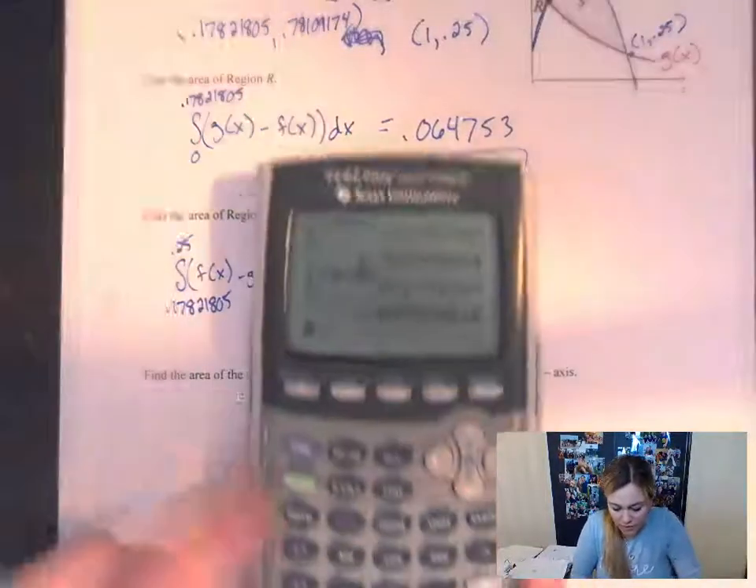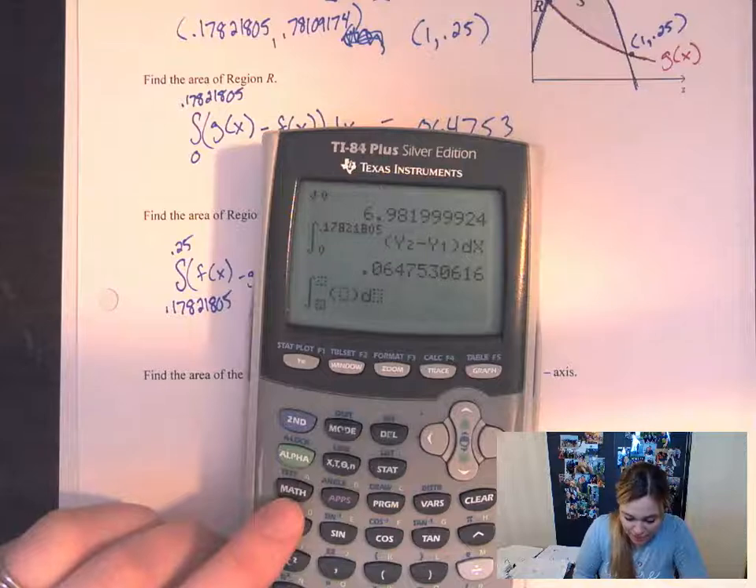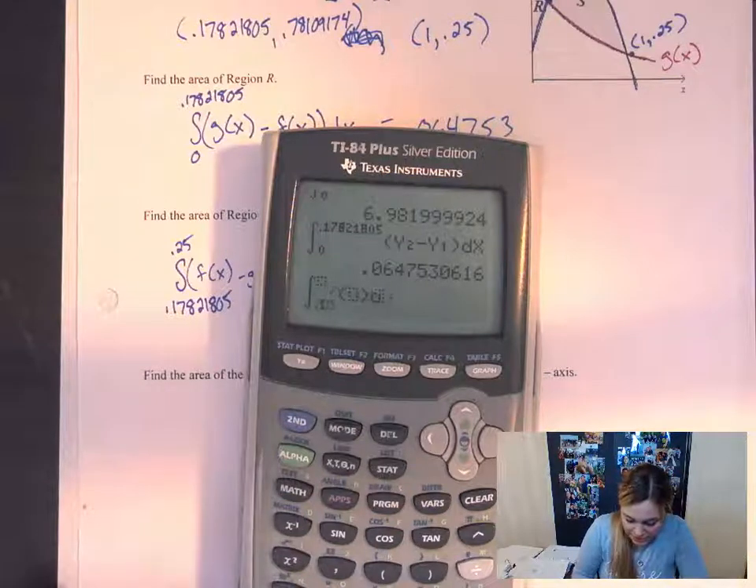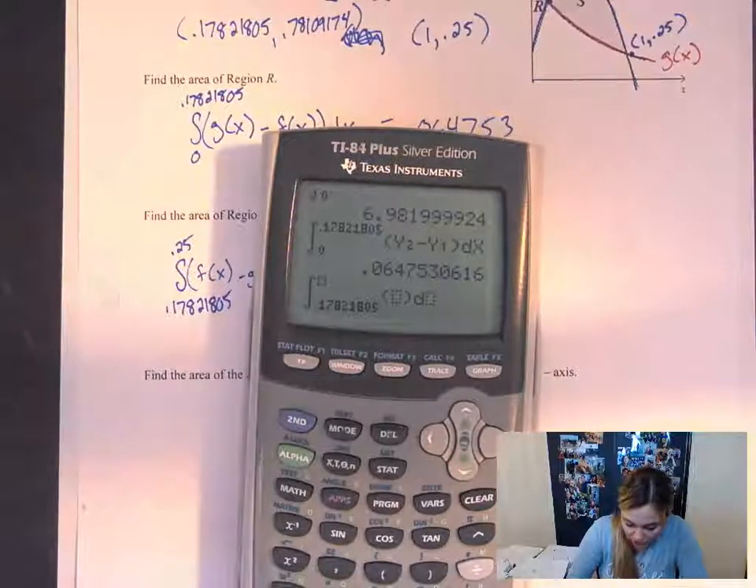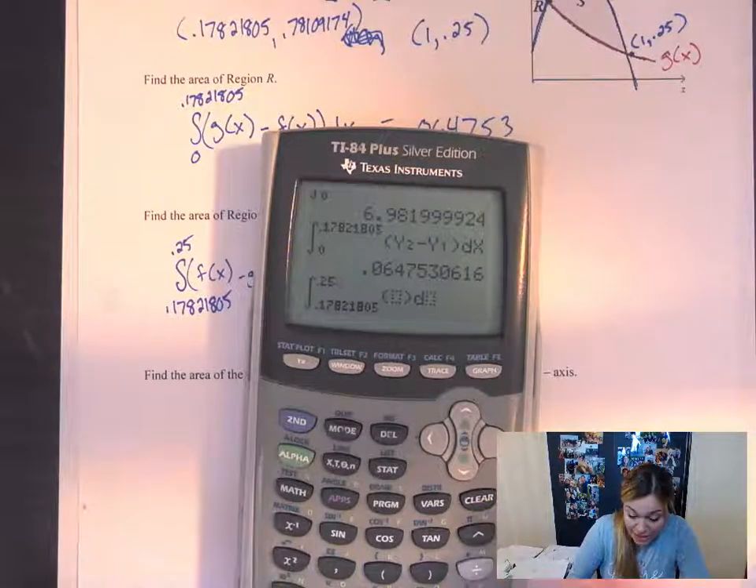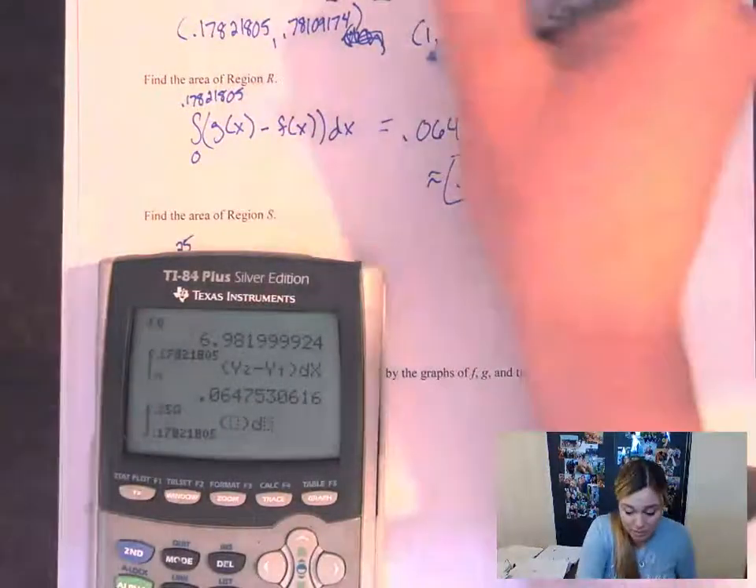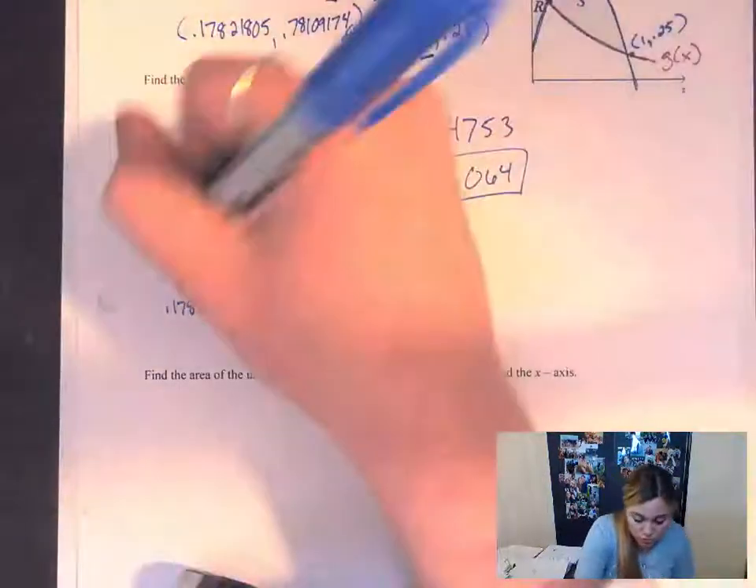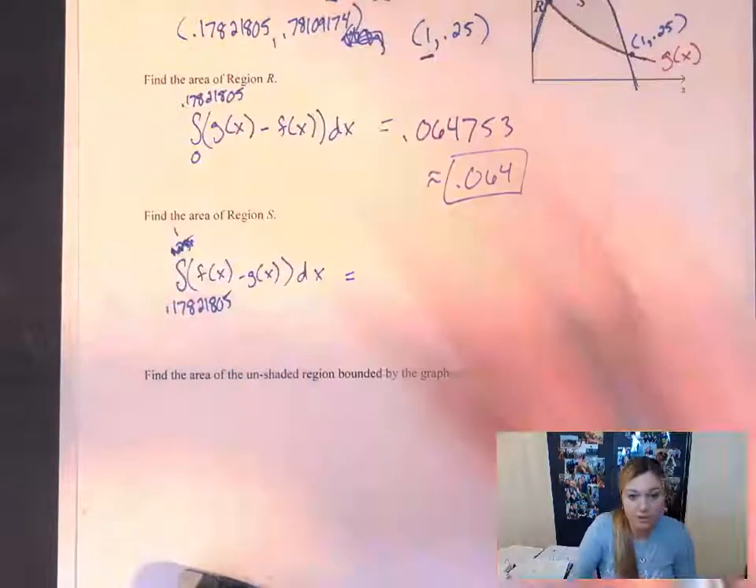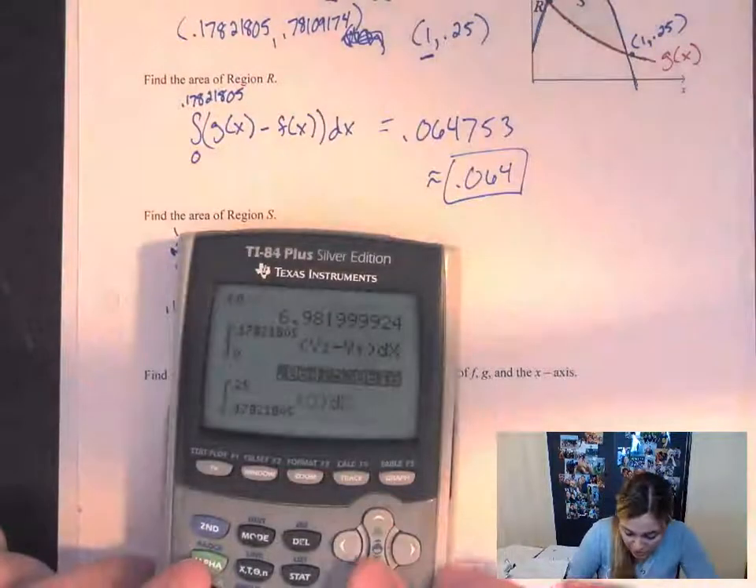So if I do math 9, 0.17821805, and now I'm going to 0.25. Oh wait, I almost messed up there. Do you know up here my x value is 1? Whew, that would have stunk. Okay, so I'm going to 1.